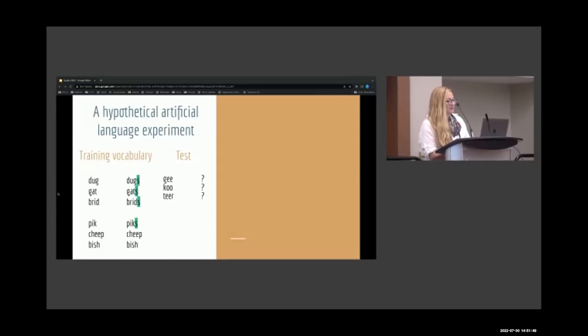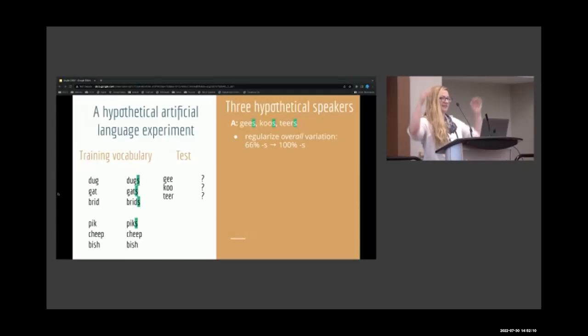So we can consider different patterns of behavior exemplified by three hypothetical speakers. Perhaps speaker A notices that about two-thirds of the training input nouns take S as the plural form and decides to simply consistently generalize this to all of the test items. This would be an example of regularization. So overall variation in the input distribution has been reduced to basically nothing.